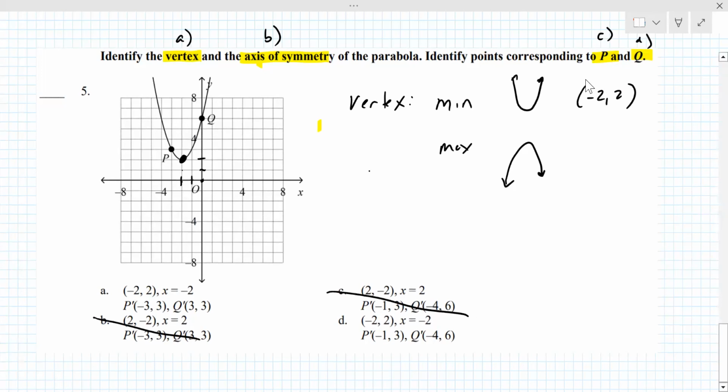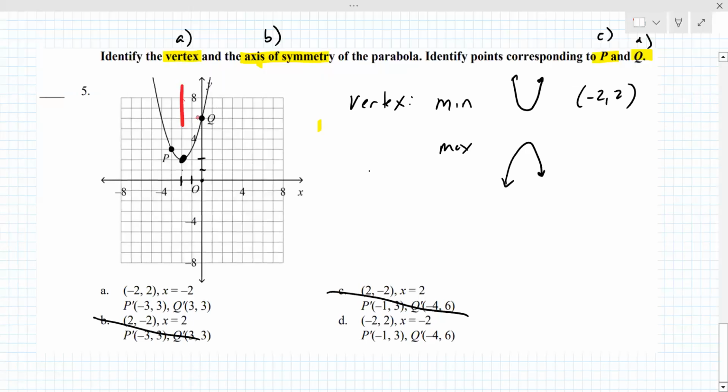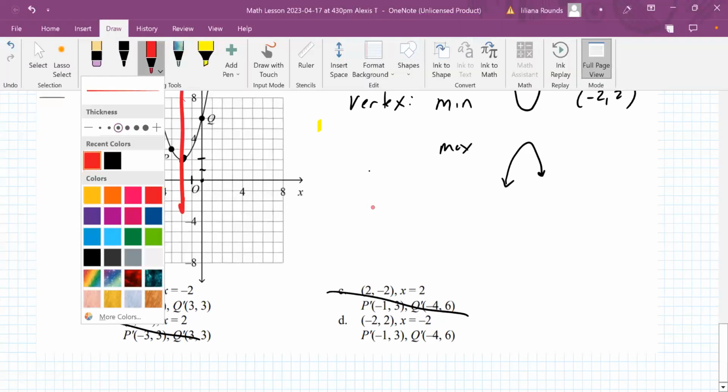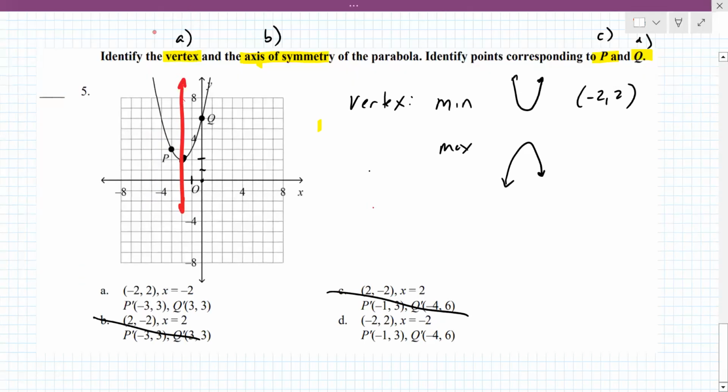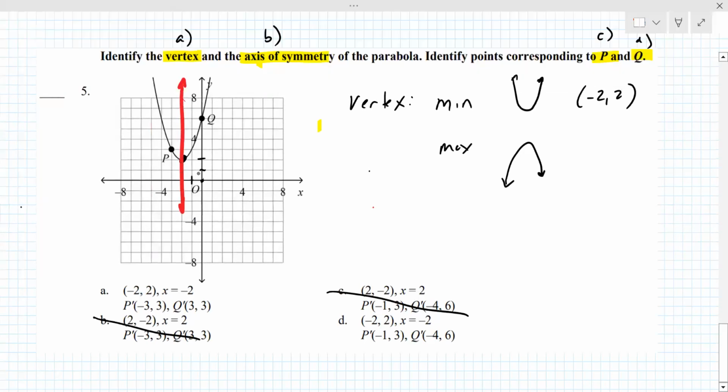Now, the axis of symmetry, I'm going to draw it here. It goes right through the vertex. So the idea is like it's a mirror. It's separating the left and the right side. The left side looks the same as the right side. So the axis of symmetry would be an equation. In this case, x equals -2. Yes, no, maybe.